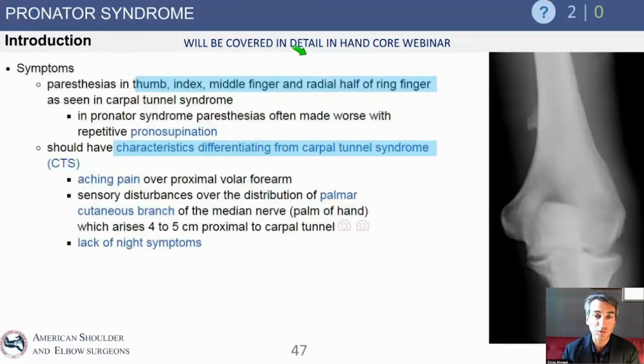We're very comfortable with the median nerve, especially as it relates to carpal tunnel syndrome. But you should be able to differentiate this clinically from carpal tunnel syndrome. How do you do that?